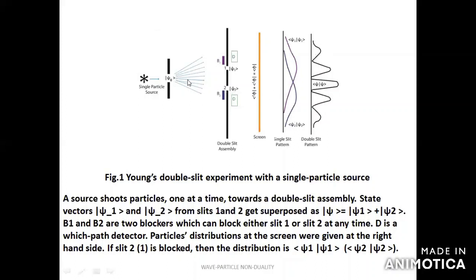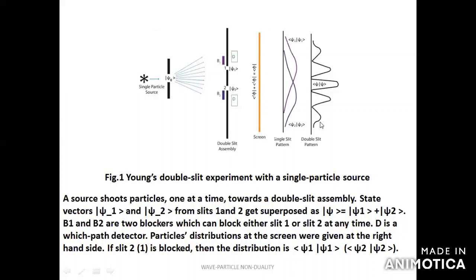So what happens is the state vector psi0 projects out this state vector through psi1 and psi2, and these two are linearly superposed, and that's squared. That one here appears as the interference pattern.